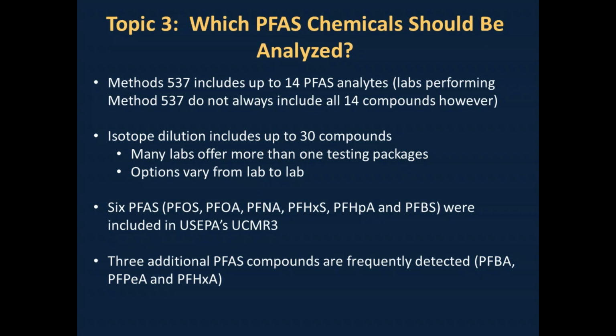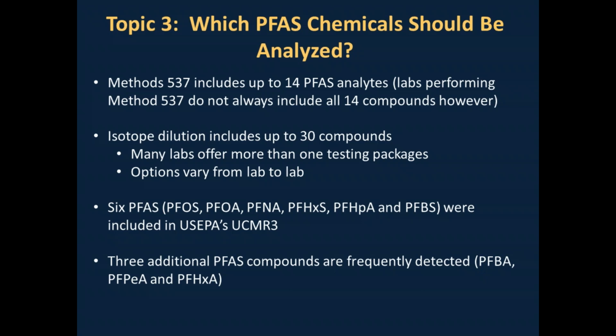So the third topic we address in the primer is what chemicals should be analyzed. Again, method 537 has up to 14 analytes, but that doesn't mean the labs all offer that many analytes when they provide method 537 services. Isotopic dilution can include up to 30 compounds, and many labs have different testing schedules and have longer and shorter lists of analytes that you can choose from.